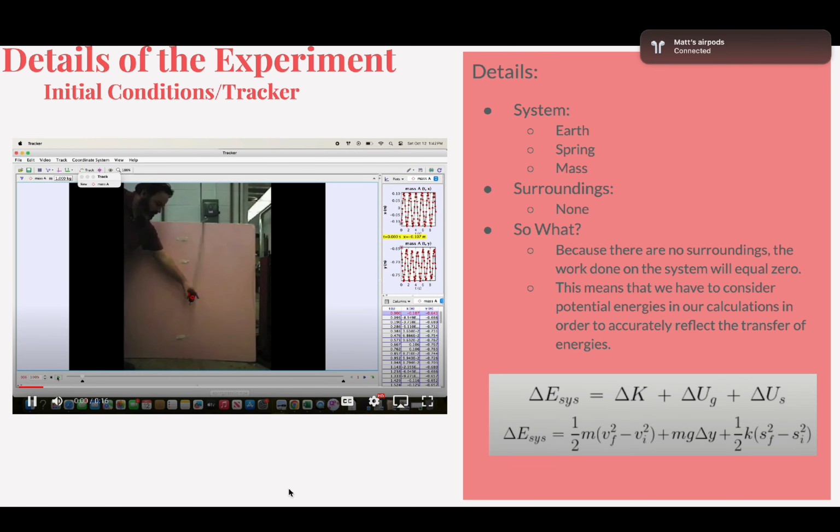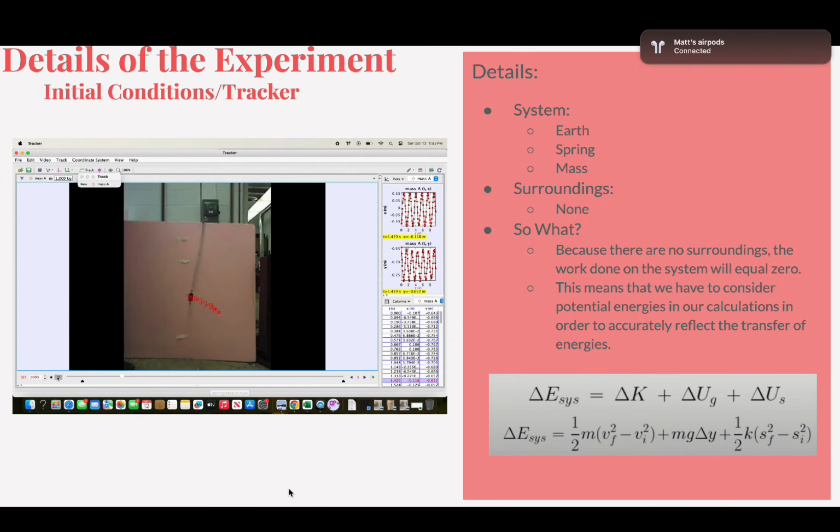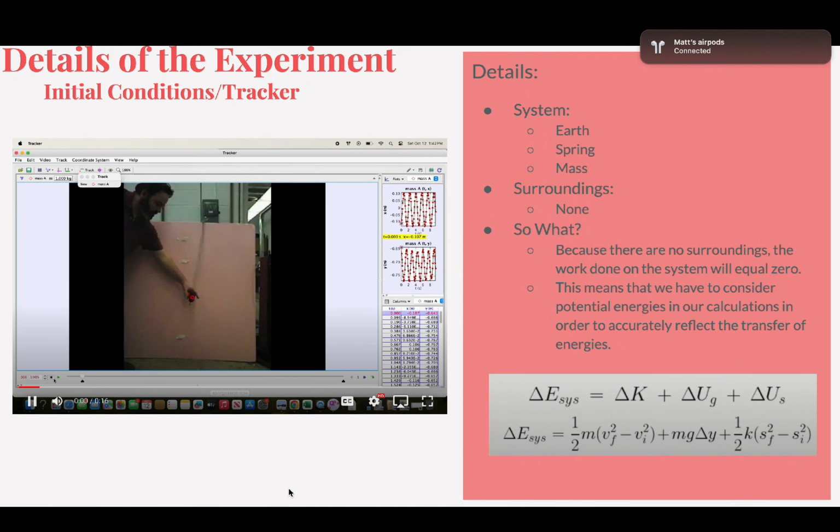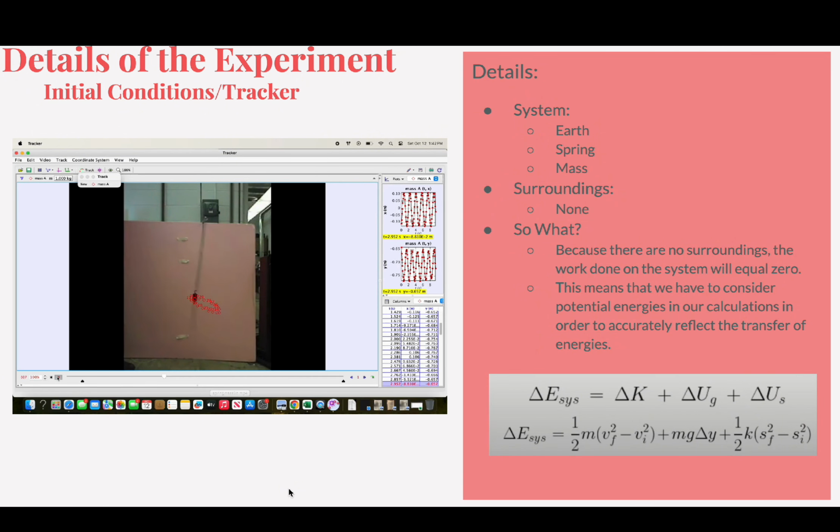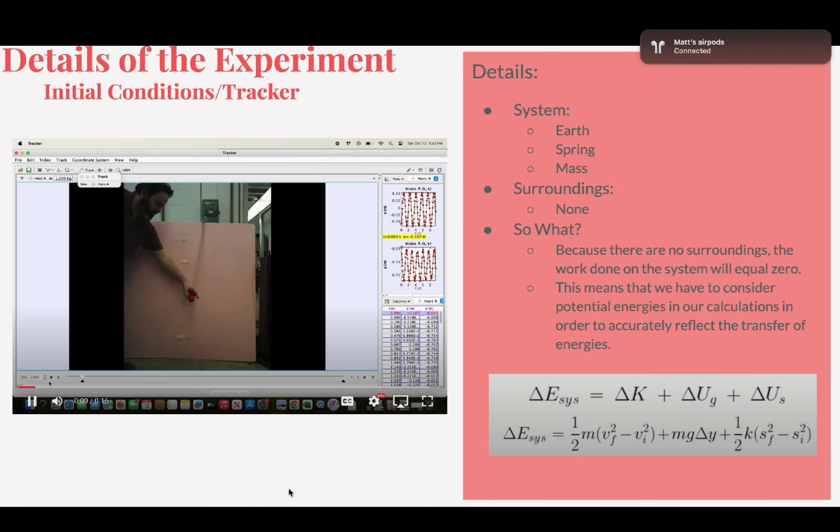As far as the system of this lab goes, it consisted of the earth, the spring, and the mass attached to the spring. There were no surroundings in this lab, which is important because since there are no surroundings, the work done on the system will equal zero. This means that we have to consider potential energies in our calculations in order to accurately reflect the transfer of these energies. The two equations below show the total change in energy of our system, which consisted of the change in kinetic energy plus the change in gravitational potential energy plus the change in the spring potential energy.